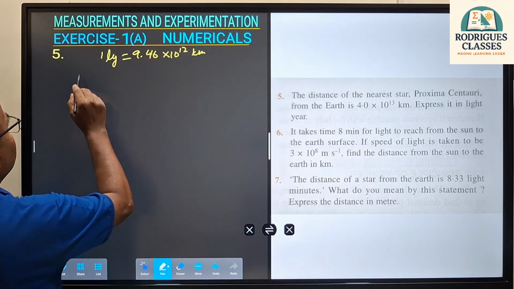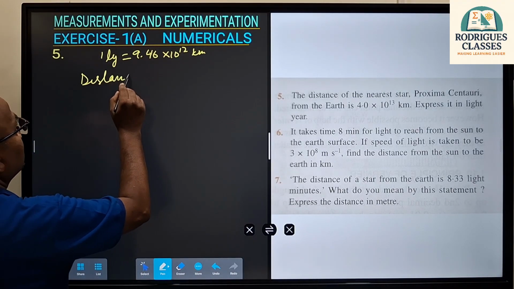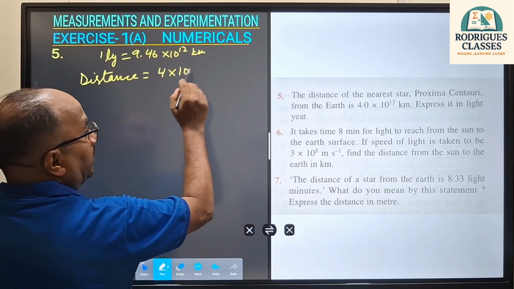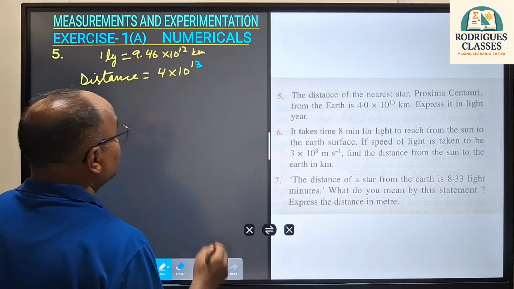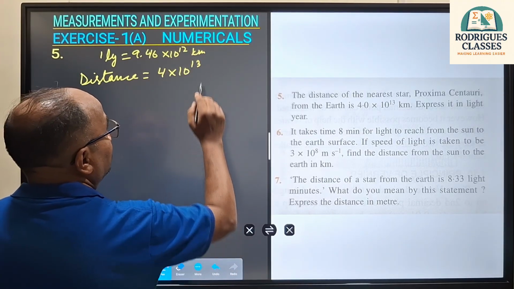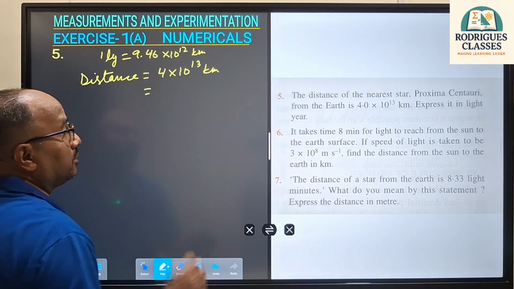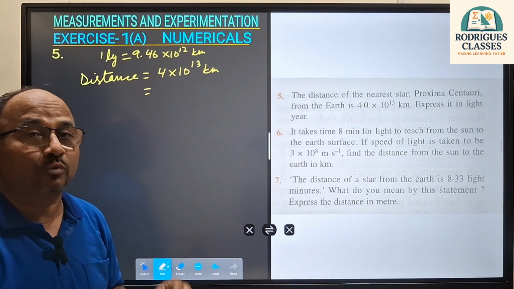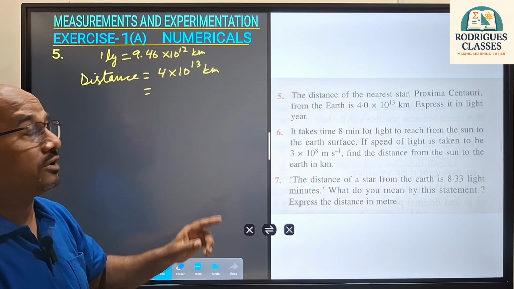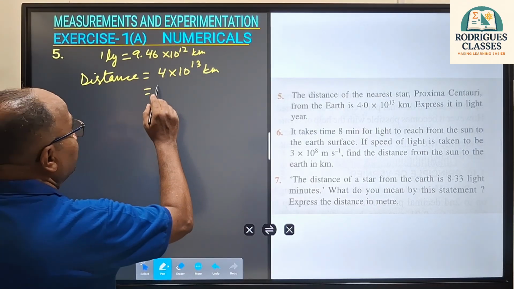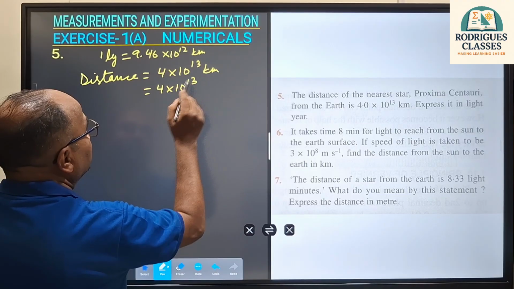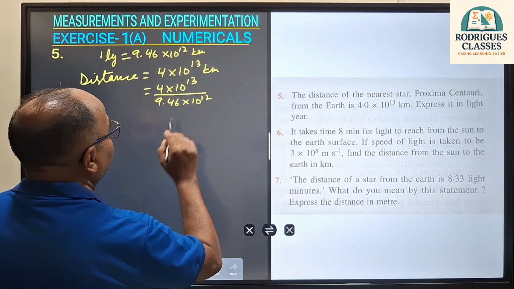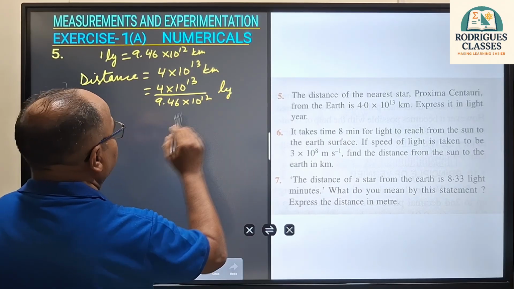So distance is given to us in kilometer as 4 into 10 to the power 13 kilometer. If I have to convert into light year, 1 light year is 9.46 into 10 to the power 12 kilometer. So if I have to convert this into light year, I need to divide by this. So I will write here 4 into 10 to the power 13 divided by 9.46 into 10 to the power 12. Okay, now this is in light year.